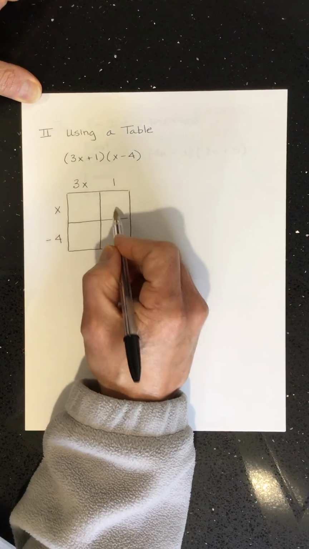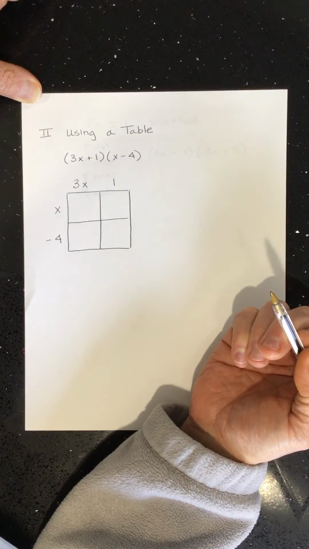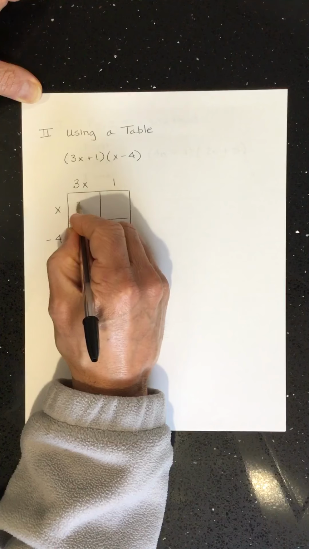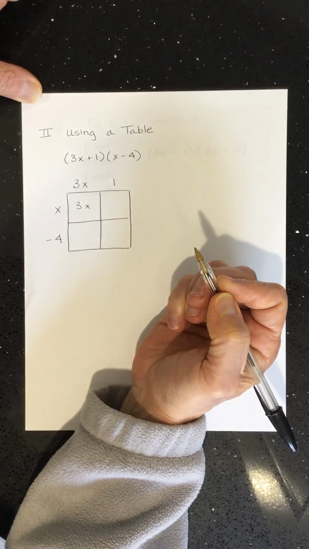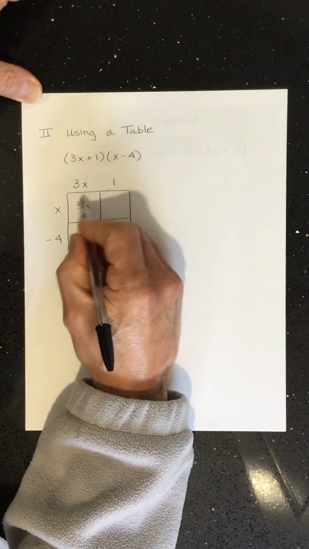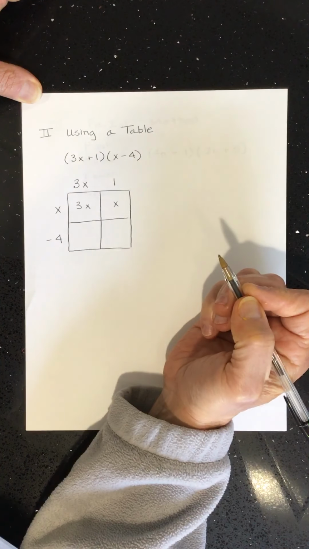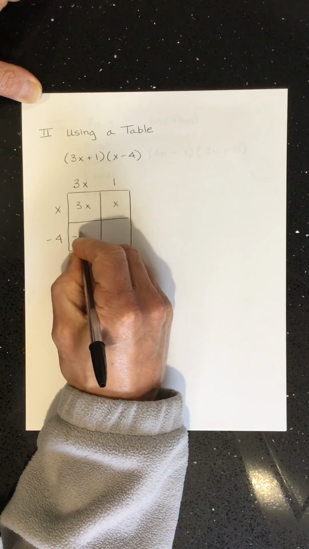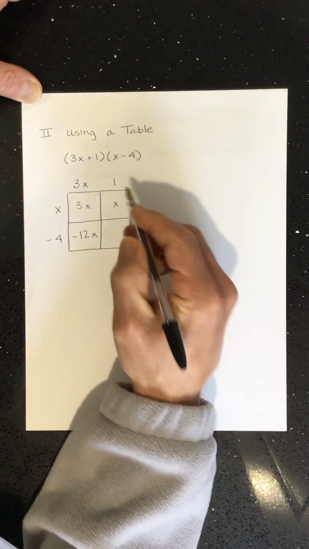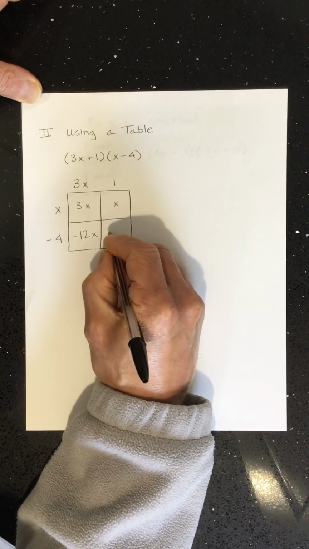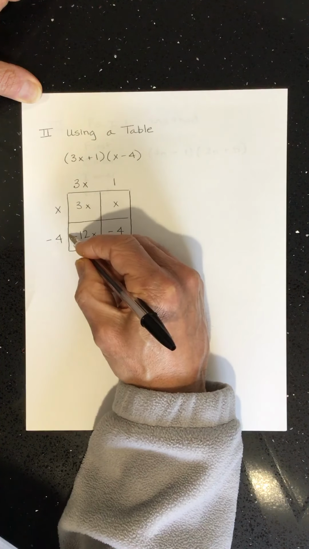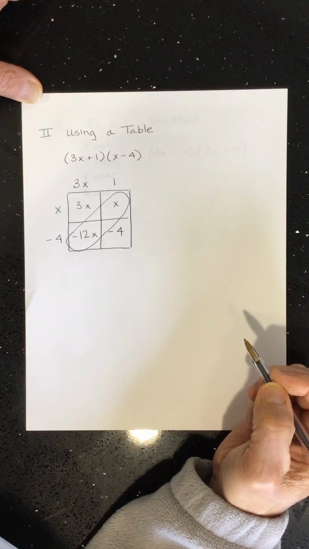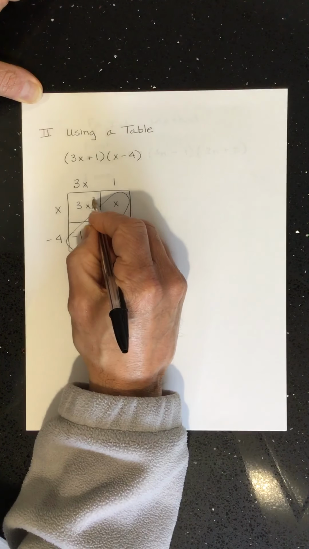And you just put the products inside each cell, just like it was a multiplication table, which is why it's called a table. So 3x times x is 3x squared. And then 1 times x is just x. 3x times negative 4 is negative 12x. And then finally, 1 times negative 4 is negative 4. And then these two terms should be like terms, okay? And what we do is we combine, I'm sorry, I just realized I left the square off.